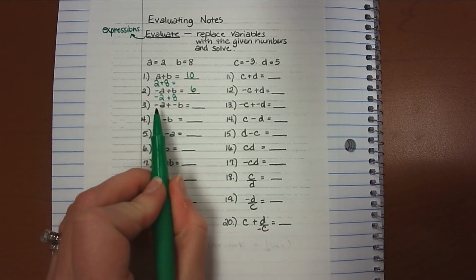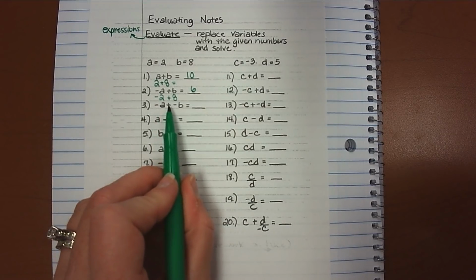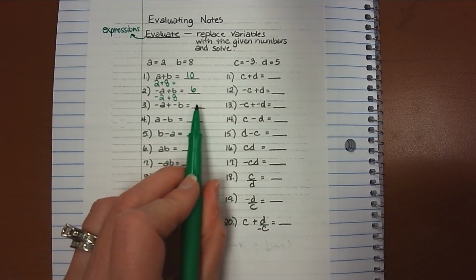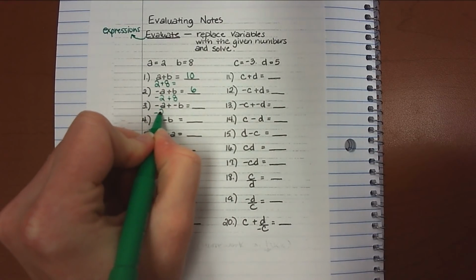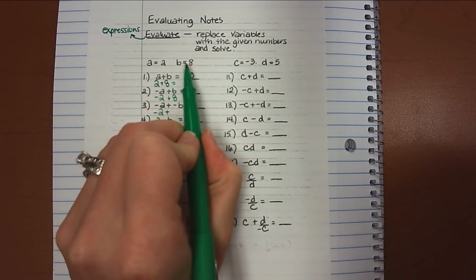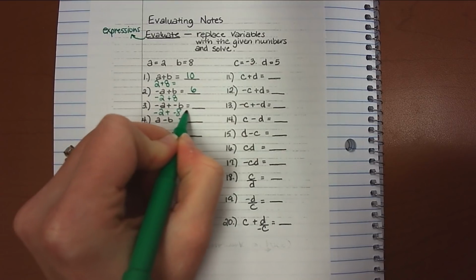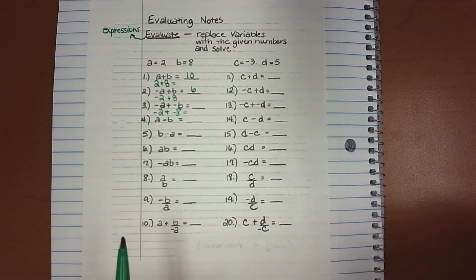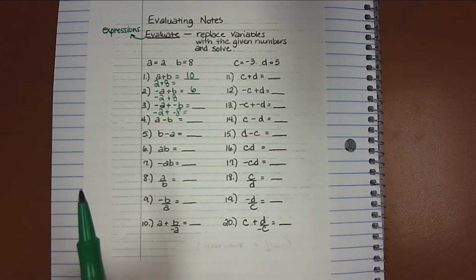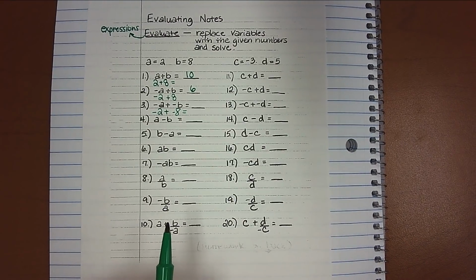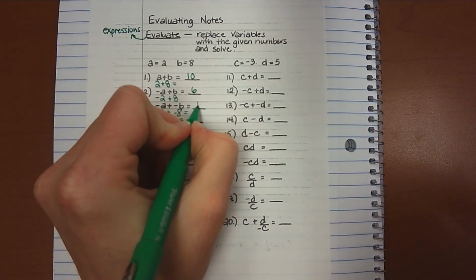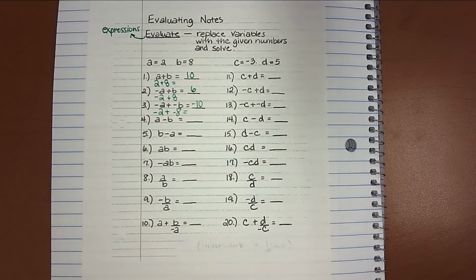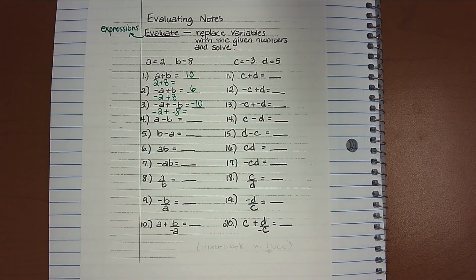On number 3, we've got the opposite of a plus the opposite of b equals blank. So the opposite of 2 is negative 2, plus the opposite of 8 is negative 8. Now I'm looking at same signs. Signs are the same, so when signs are the same, we add them and keep the sign. So 2 plus 8 is 10. And because they're both negative, we keep our negative.